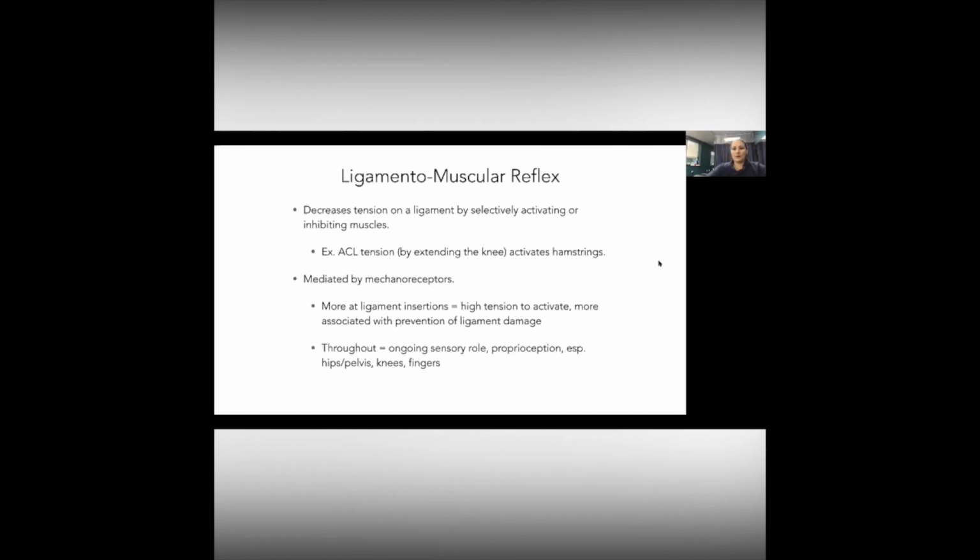And so when we look at using ligament reflexes, we have to keep in mind a couple things. Ligament reflexes can only be used on people who have an intact spinal cord. So if they do not have an intact spinal cord, then this reflex does not work because it is mediated at the spinal cord level.